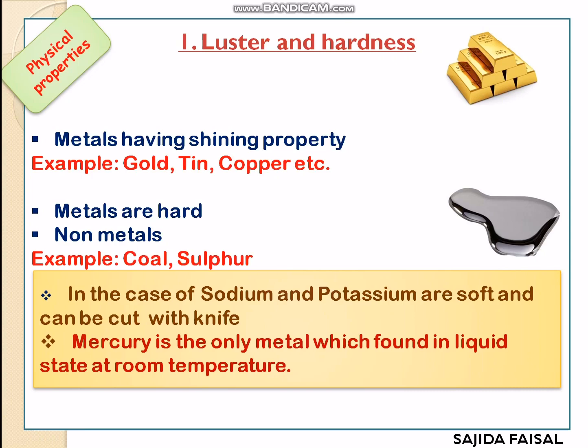But among metals, there are two exceptions. Sodium and potassium are metals, but they are soft metals. We can cut them with a knife. But we are not able to cut gold or tin with a knife; it is very difficult. In the case of sodium and potassium, it is very easy to cut with a knife. Also, mercury is the only liquid metal, which we use in a thermometer. Mercury is the only metal found in liquid form.